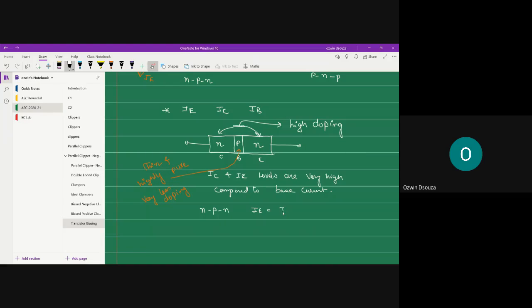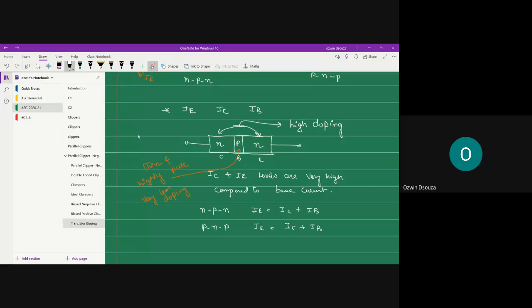As I already mentioned, for an NPN transistor, emitter current is nothing but the summation of collector current and base current. And for a PNP transistor, once again, emitter current is equal to collector current plus base current. Now, whether it is emitter current or collector current, in analog electronics, I'm talking about only analog electronics. Analog electronics is a branch of electronics wherein we deal with very low levels of current. In power electronics, we deal with very high values of current.